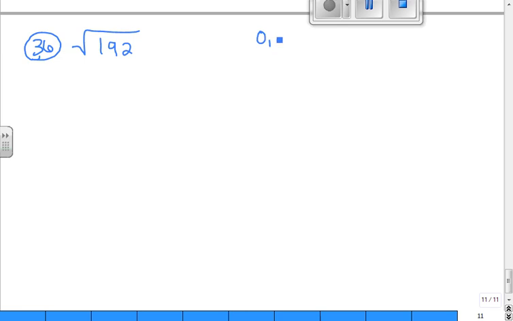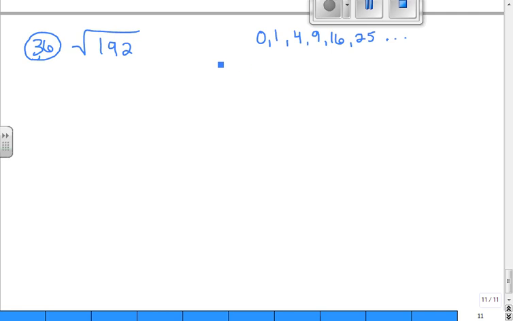So we have 0 times 0 is 0, 1 times 1 is 1, 2 times 2 is 4, 3 times 3 is 9, 4 times 4 is 16, 5 times 5 is 25. We could go on. You're responsible up to 15.